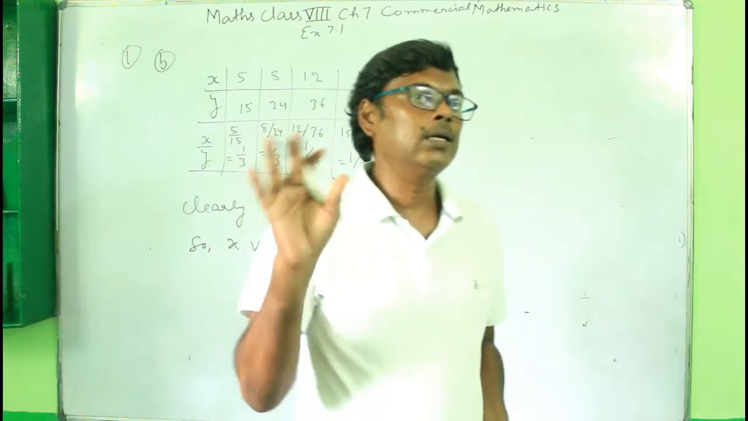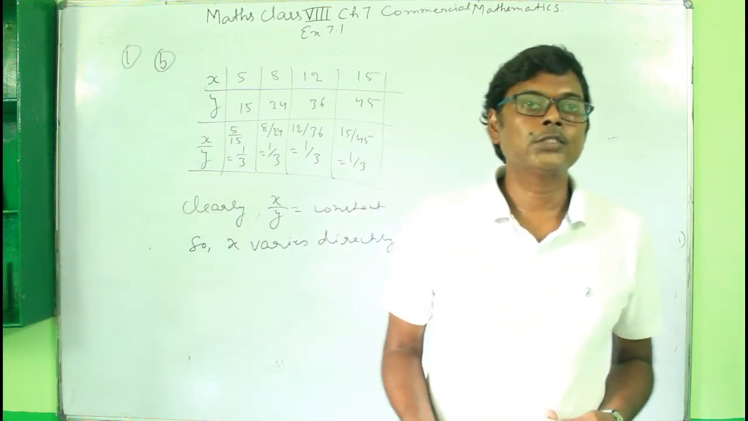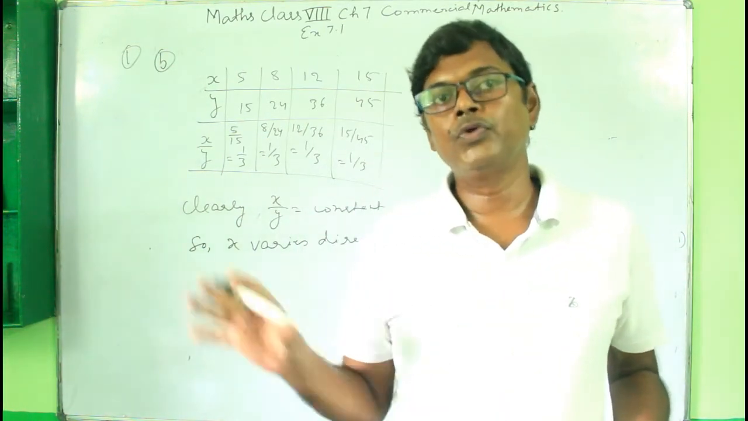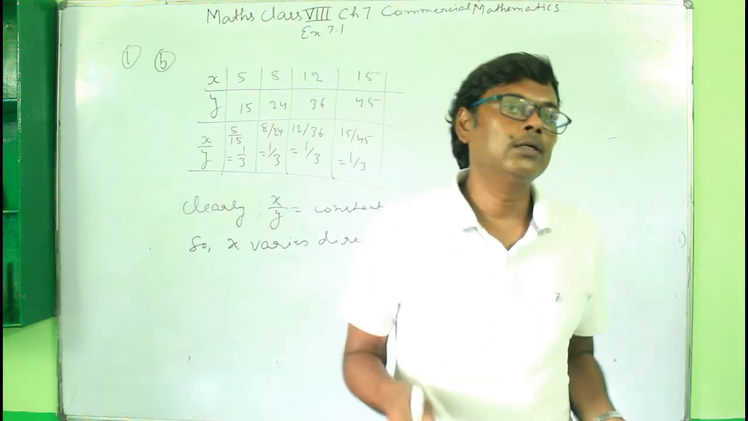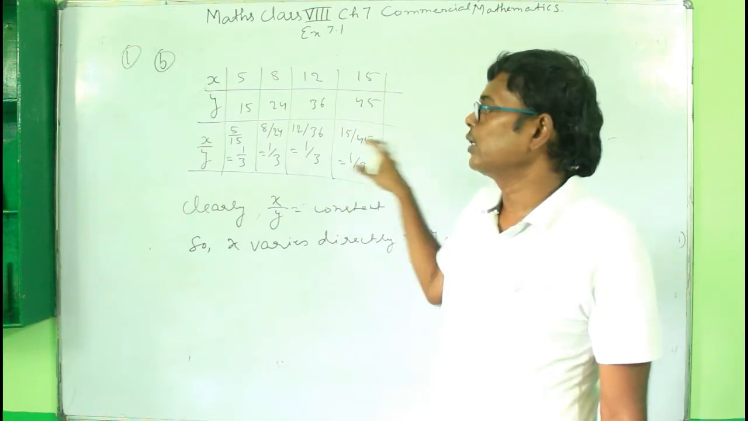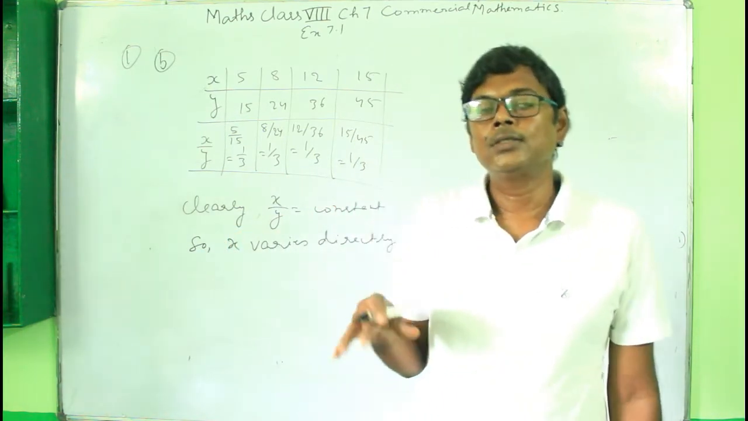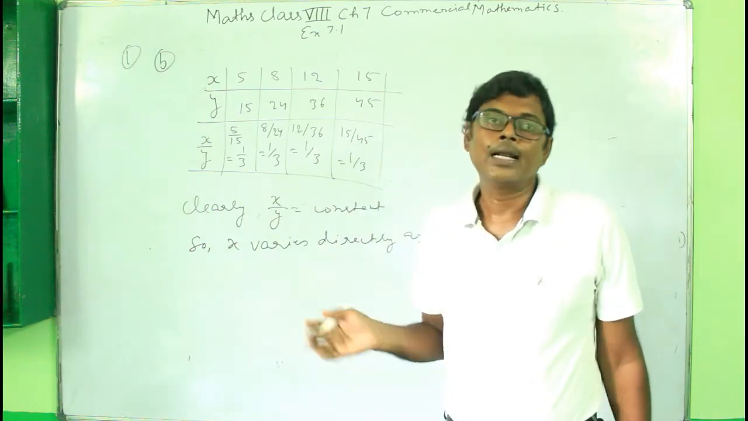But in question number A, they are not varying. That is, x does not vary directly as y. If you find the ratio of x to y, you will see that they are not equal. So in 1A, x and y do not vary directly.